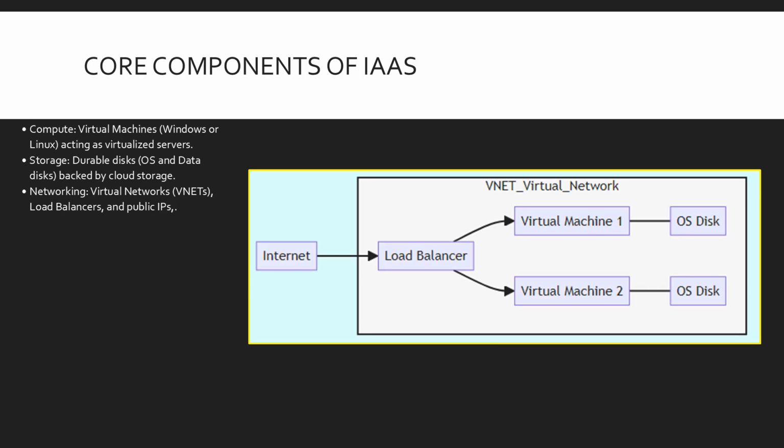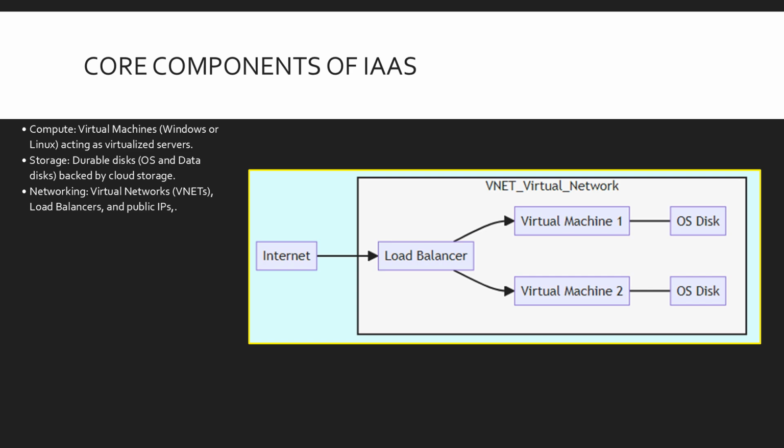An IaaS solution is built from several core components. First, there is compute, typically provided as virtual machines running either Windows or Linux. Next is storage. Unlike temporary storage, IaaS uses durable disks for the operating system and data, ensuring data persists even if the VM is rebooted. Finally, we have networking. You deploy these VMs into a virtual network, or VNet, and use components like load balancers to distribute traffic and public IP addresses to communicate with the Internet.